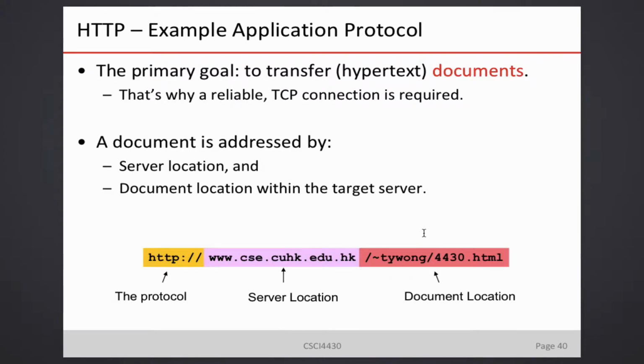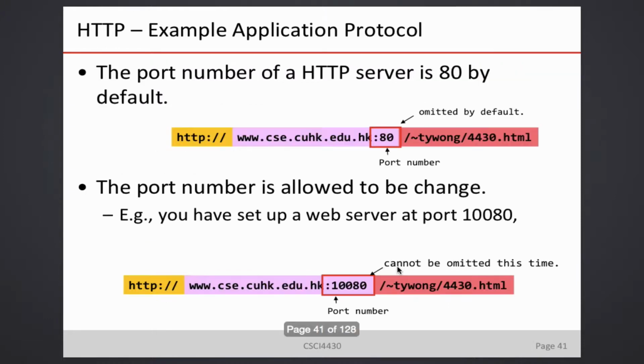Something I want to skip. This you can read by yourself. I just put it there. This is the server location. This is the protocol. Basically your browser supports multiple protocols. You type FTP, then you will go to port 21. You type HTTP, it automatically goes to port 80 of that server. And this is the document location.